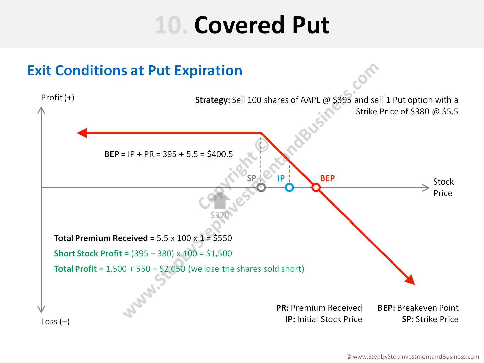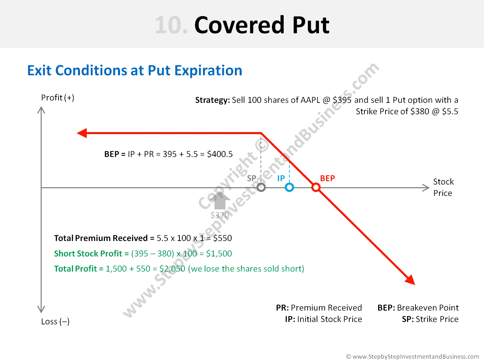Finally, if at put expiration, the stock price is lower than the strike price of the option, for example $370, in that case, we will have the following. The premium received is always $550. On the other hand, as the options sold will be expiring in the money, we will be obligated to buy the 100 shares at the strike price, that is, at $380. Thus, we will be making $1,500 from the short stock position.